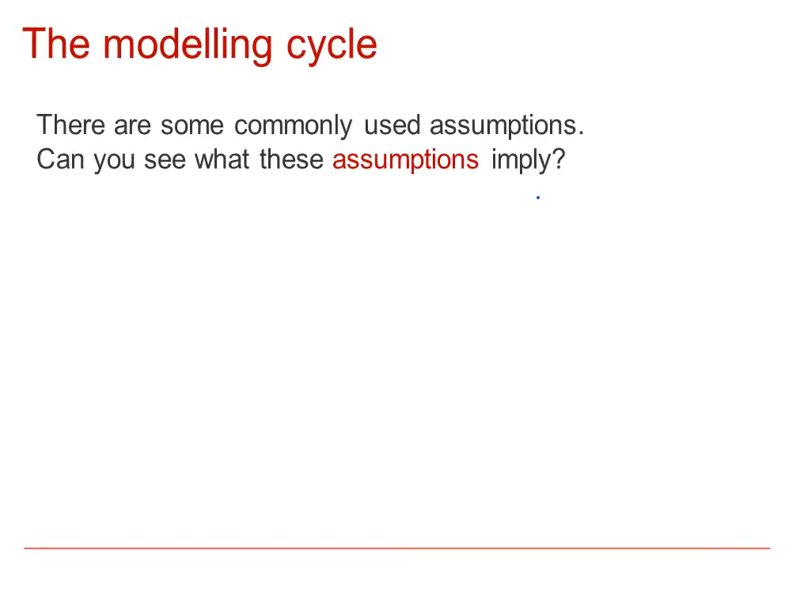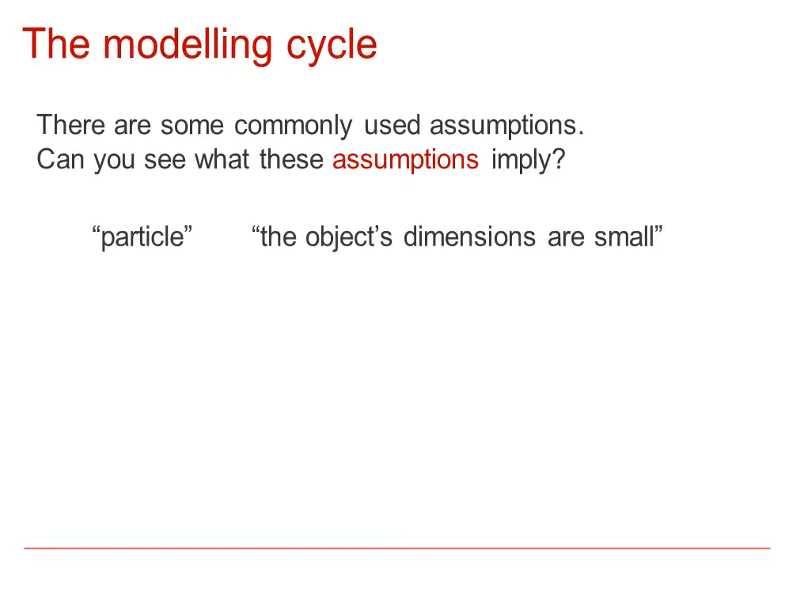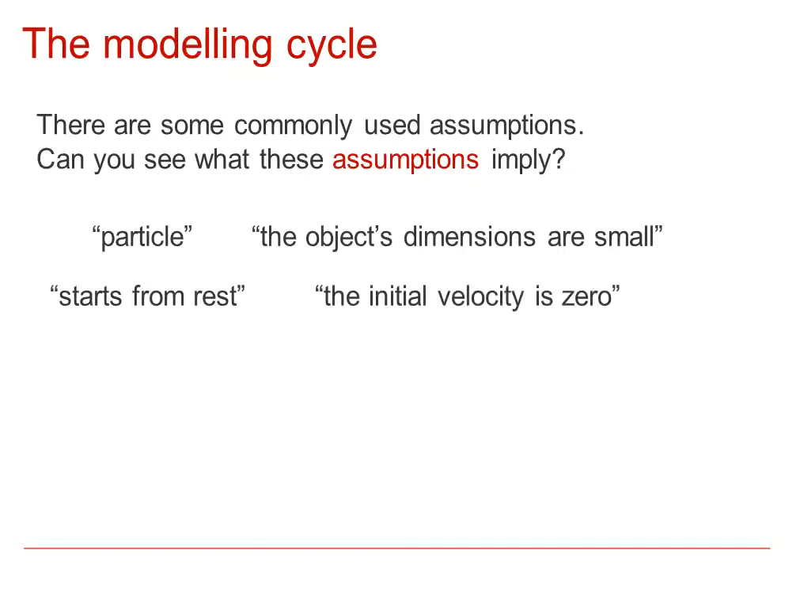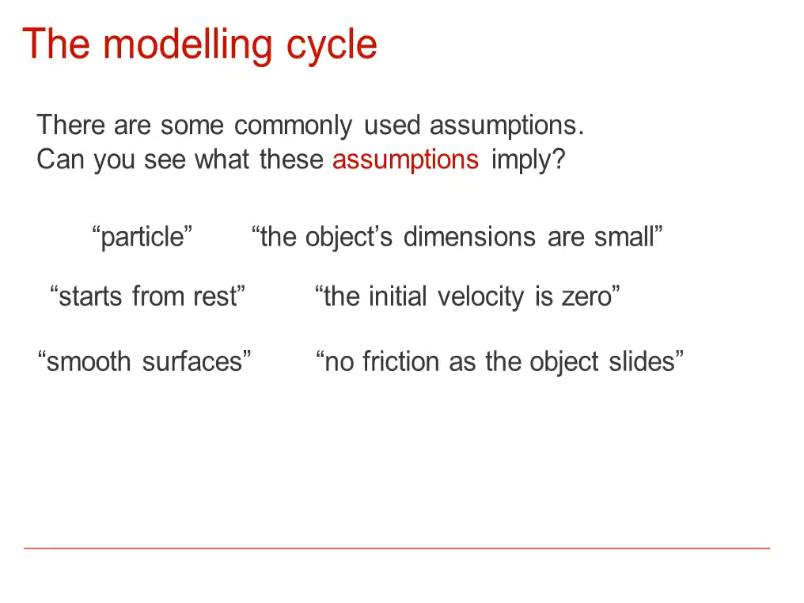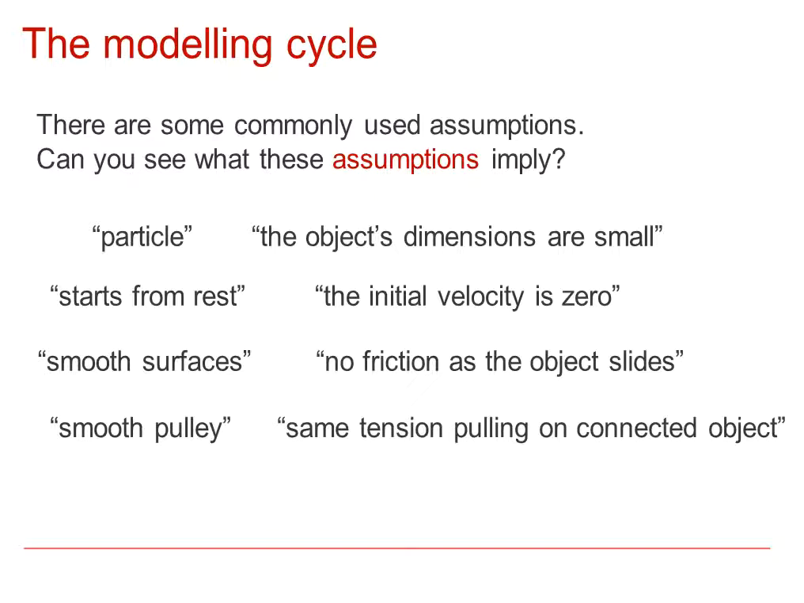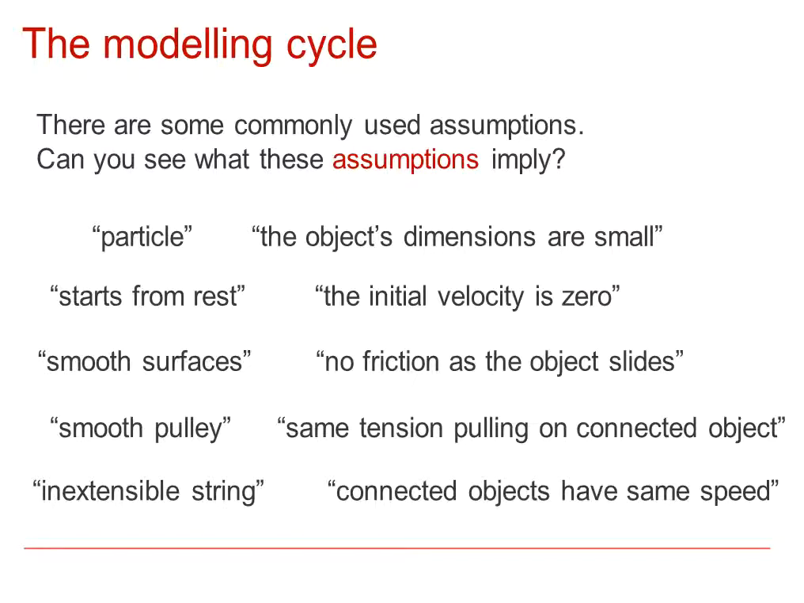So there are many common assumptions that crop up in mechanics. Can you see what these assumptions imply in the question? Treating the object as a particle implies the object's dimensions are relatively small. Starting from rest implies that the initial velocity is 0. Smooth surfaces imply there's no friction as the objects slide over each other. With smooth pulleys, the implication is that we will have the same tension pulling at both ends of the string connecting the objects together. An inextensible string implies that the two connected objects will be moving at the same speed.